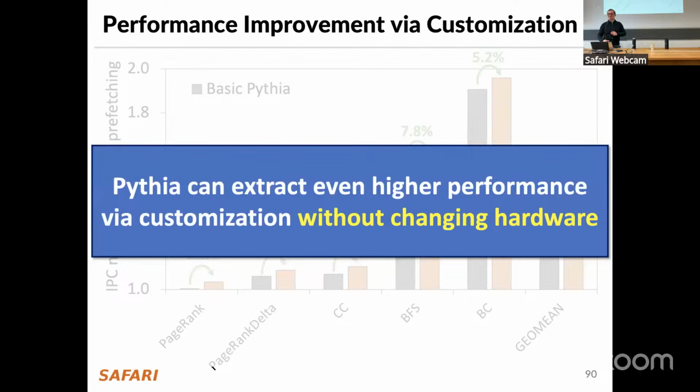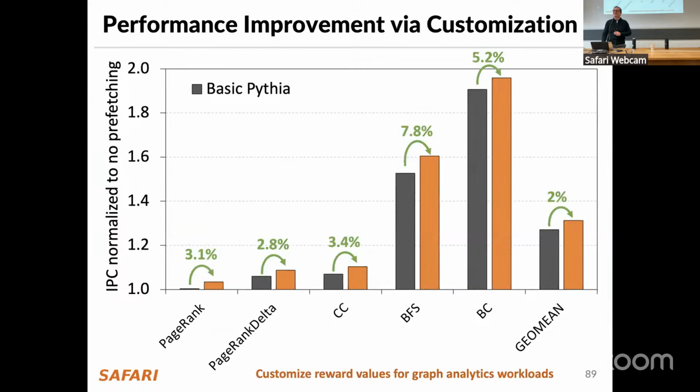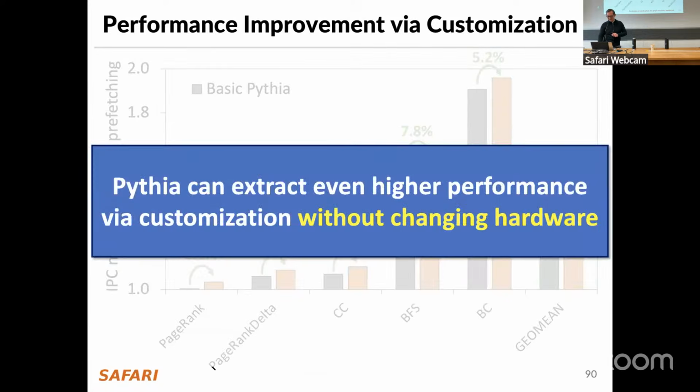Okay, there you go. But to improve this, here's a challenge for you. Maybe you can make a much better prefetcher and win the championship, and you get to go to Sydney and present. Sydney, January 31st, sounds good. Basically, you can get higher performance via customization without changing the hardware.